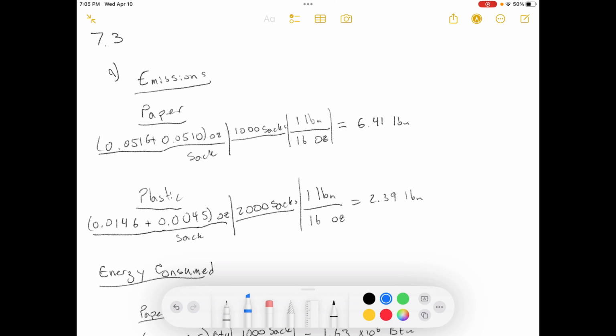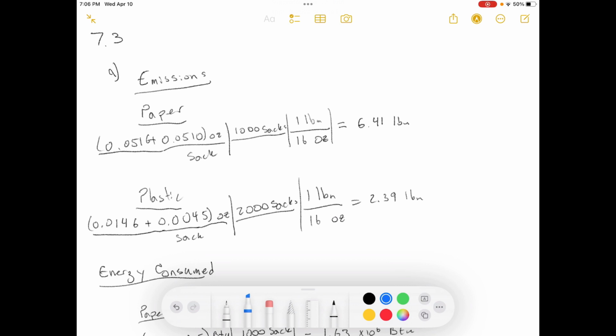All right, so it says, assume that atmospheric emissions and energy consumption do not depend on whether the new sacks are made from fresh raw materials or recycled sacks, and that it takes roughly twice as many plastic sacks as paper sacks to hold a given quantity of groceries. Okay, part A, calculate the air emissions in pounds mass and energy consumption in BTU per 100 paper sacks used and per 1,000 paper sacks used and 2,000 plastic sacks used, assuming that no sacks are recycled.